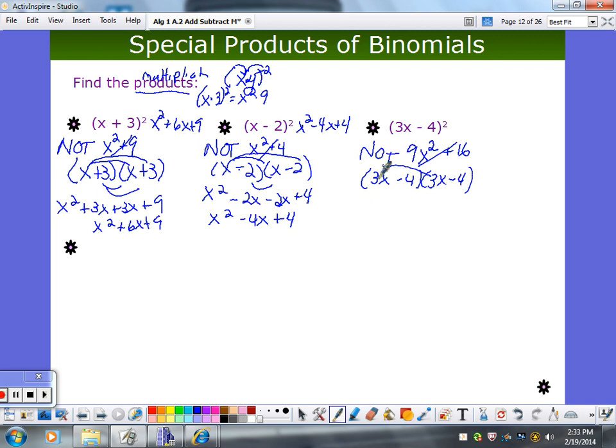3x times 3x. 3x times negative. You're absolutely right. And then we're going to combine the O and I as we can. So be really careful with these. If you go on autopilot, you're going to make a mistake. So think all the time.